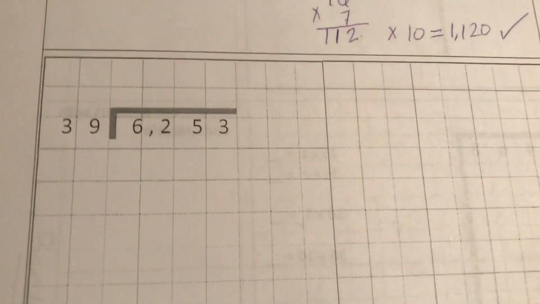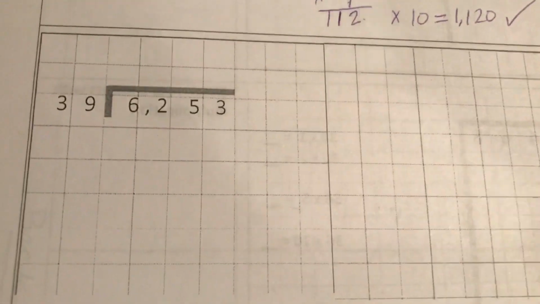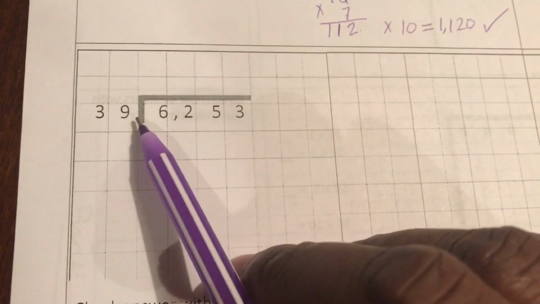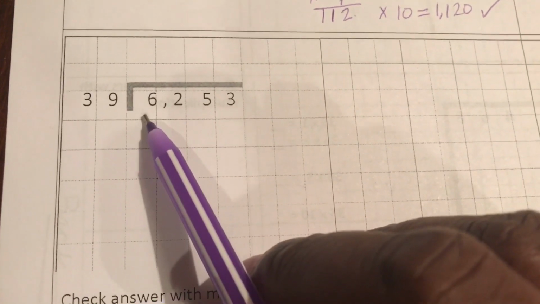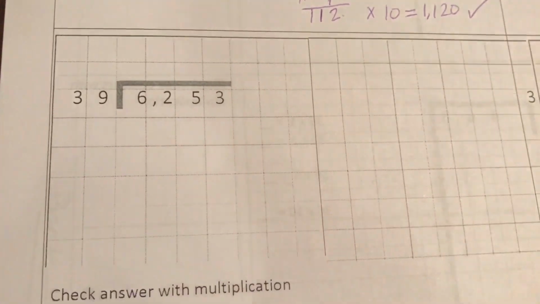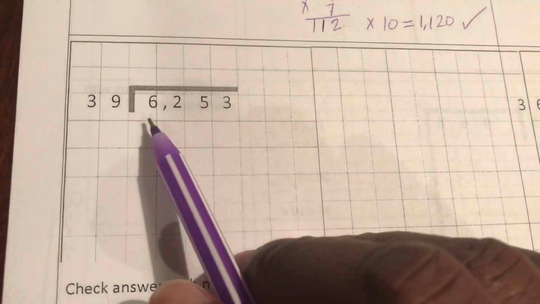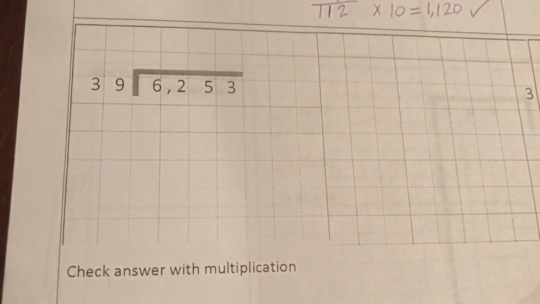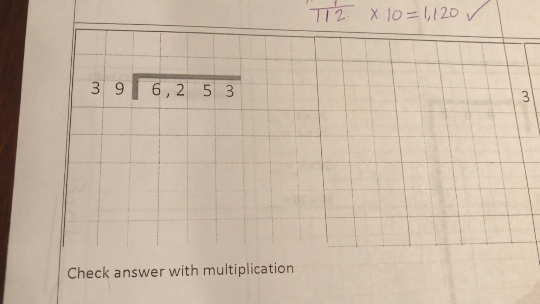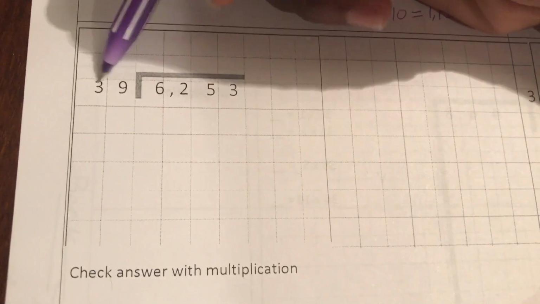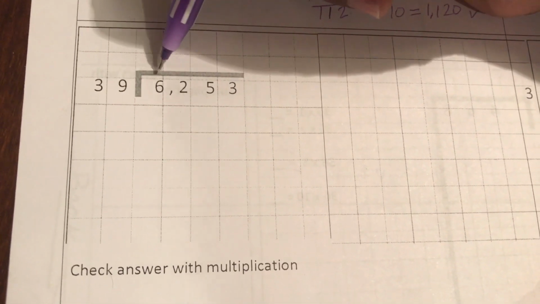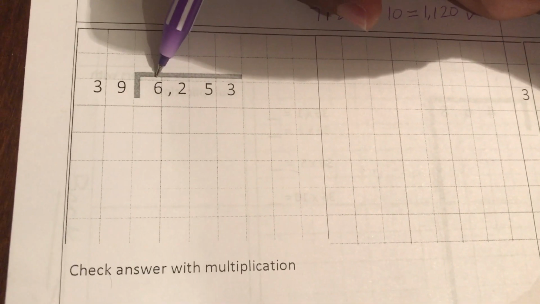This time, my number's not so friendly. This time I'm dividing by 39. I'm seeing how many times 39 goes into 6,253. Or another way I can say this is, what is 6,253 divided by 39? Just like before, I know that my 2-digit divisor does not go into the first digit of my dividend. 39 cannot go into 6, so I'm going to put a 0 on top.